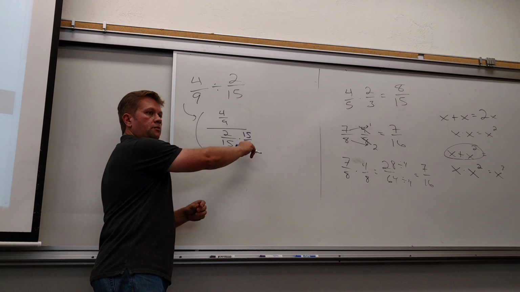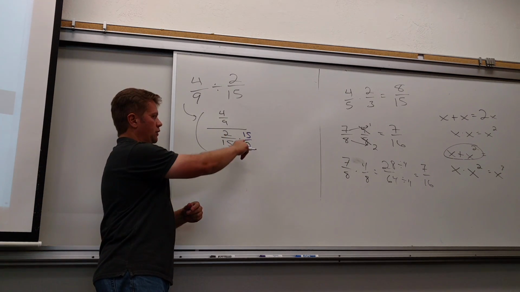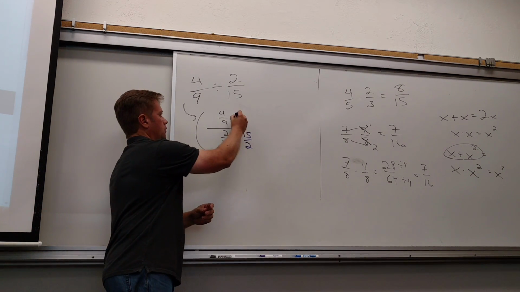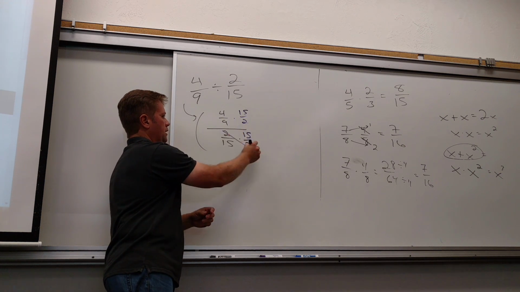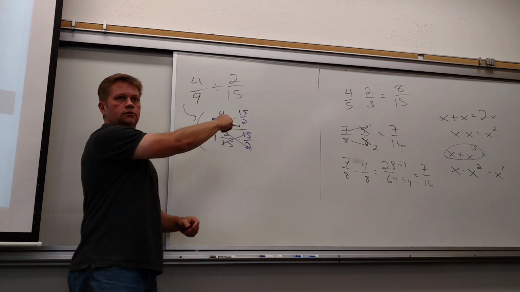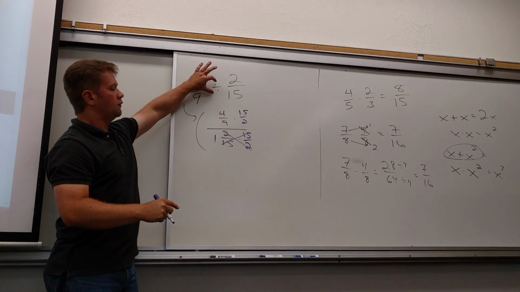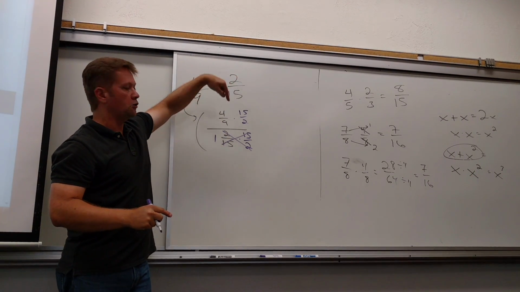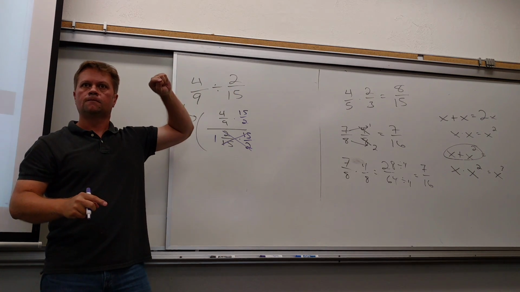Now, I did something to the bottom. I can't just leave the top alone. I have to do the exact same thing, don't I? This becomes 1. So this equals that. That's why when you divide fractions, you multiply by the reciprocal, because it would work like this.